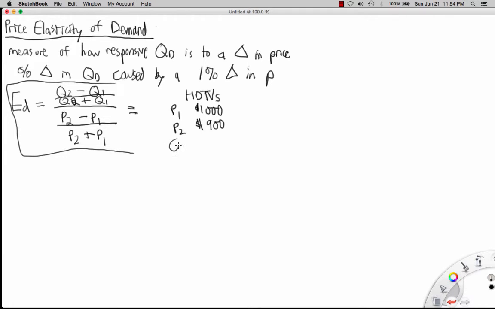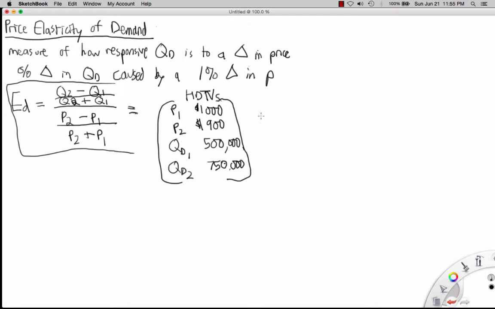Let's say you did a bit of digging and you found out that the original quantity demanded at $1,000 was 500,000 units, 500,000 HD TVs. Now that they dropped the price, more people can afford them, more people are willing to buy them, obviously in keeping with the law of demand. And now they sold 750,000. Well, we have everything we need to calculate the price elasticity of demand of these HD TVs, so let's go ahead and do it.